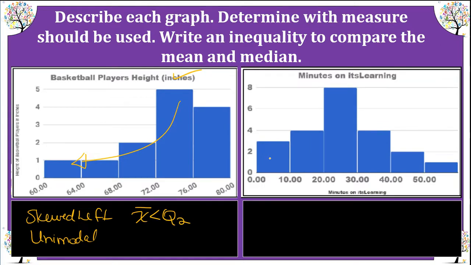In this example, the minutes on its learning, we can kind of see the bell-shaped curve. Now, it doesn't have to be perfect to describe it as bell-shaped, but we can see the image of a bell here. So we're going to describe this, and we don't have to say unimodal because when we use the term bell-shaped, that includes that it is unimodal. So therefore, our mean should be pretty much the same as the median.